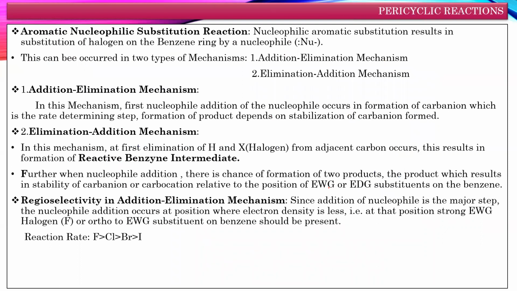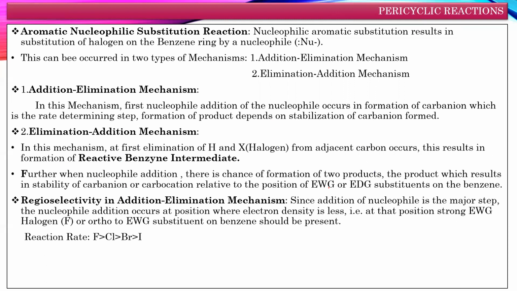And next comes organic chemistry. The first topic we are going to discuss is the aromatic nucleophilic substitution reaction. You already learned this at your +2 level. Here we discuss the two mechanisms. The aromatic nucleophilic substitution reaction goes through two mechanisms: one is the addition-elimination mechanism and another one is the elimination-addition mechanism.